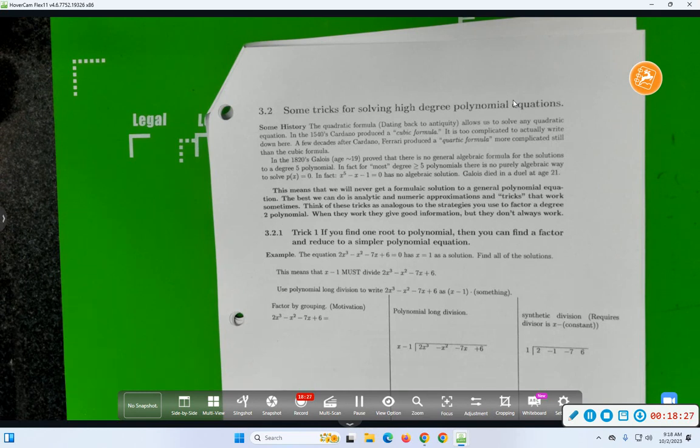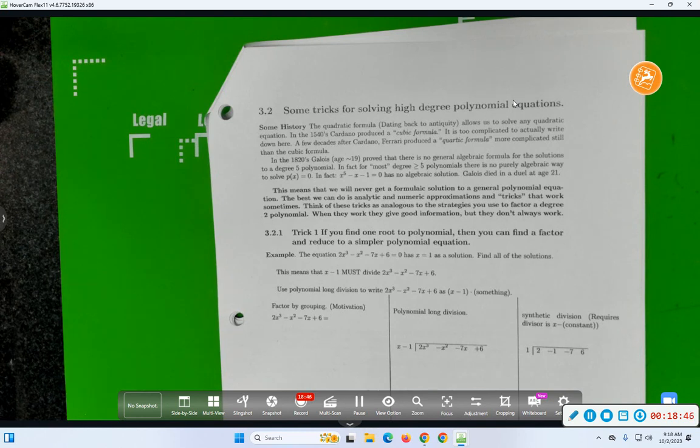So there's a formula that solves any degree 2 polynomial, the quadratic formula. There's a formula that solves any degree 3 polynomial. There's a formula that solves any degree 4 polynomial. What about degree 5 polynomials? It seems like maybe you can just keep playing this game, right? Something weird happens at degree 5.